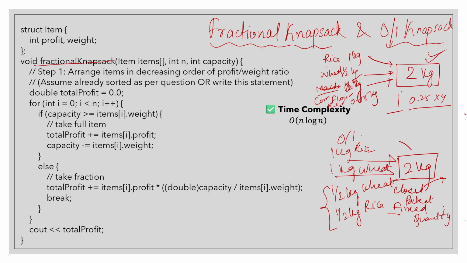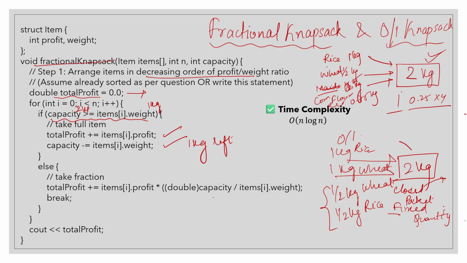Now, fractional knapsack. First, you arrange in descending order of profit to weight ratio. Double is a data type. If your capacity is still greater than your weight as of now, let's suppose you have 1 kg weight and your capacity is 2 kg, you can take it. So you add it to your total profit and you decrease the capacity, now 1 kg is left. You have to take it.